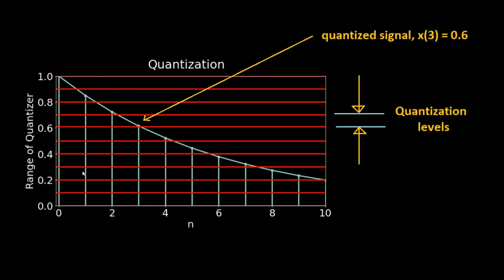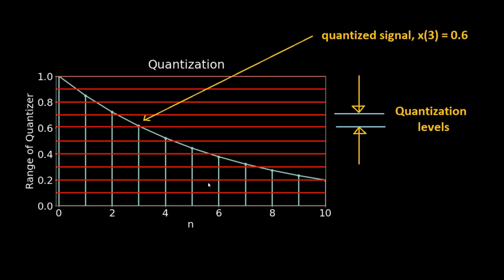Now, let's see how this works. Suppose we define 10 quantization levels between 0 and 1. These levels could be 0.1, 0.2, 0.3, and so on up to 1.0. Each level represents a range of amplitude values. When we quantize the signal, we assign each sample to the nearest level. For instance, if a sample has a value of 0.79, it will be rounded to either 0.8 or 0.7, depending on the rule we choose.